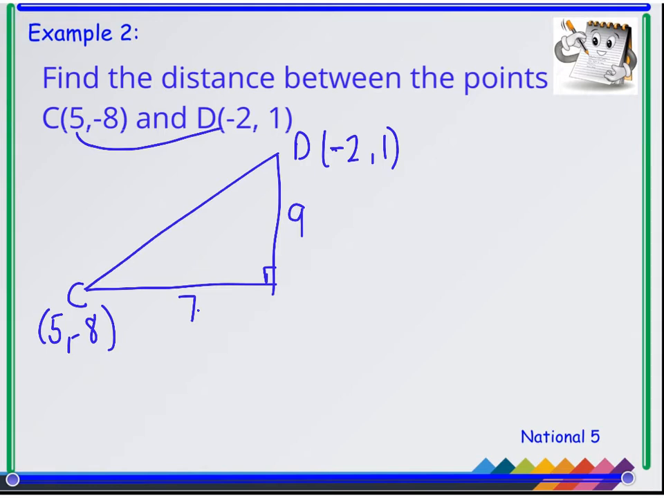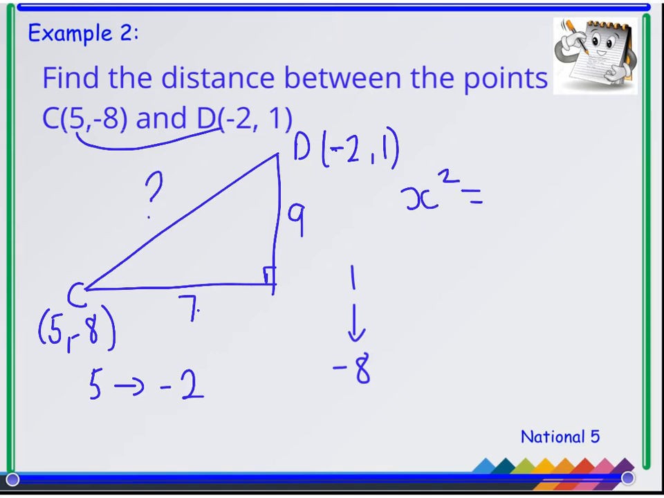Now just to repeat what I did there, I thought, right, how far is it from 5 to -2? That got me the 7 along the bottom. And up and down, the way I said, how far is it from 1 down to -8? And that got me the 9. Now I can go do Pythagoras to work out the hypotenuse.